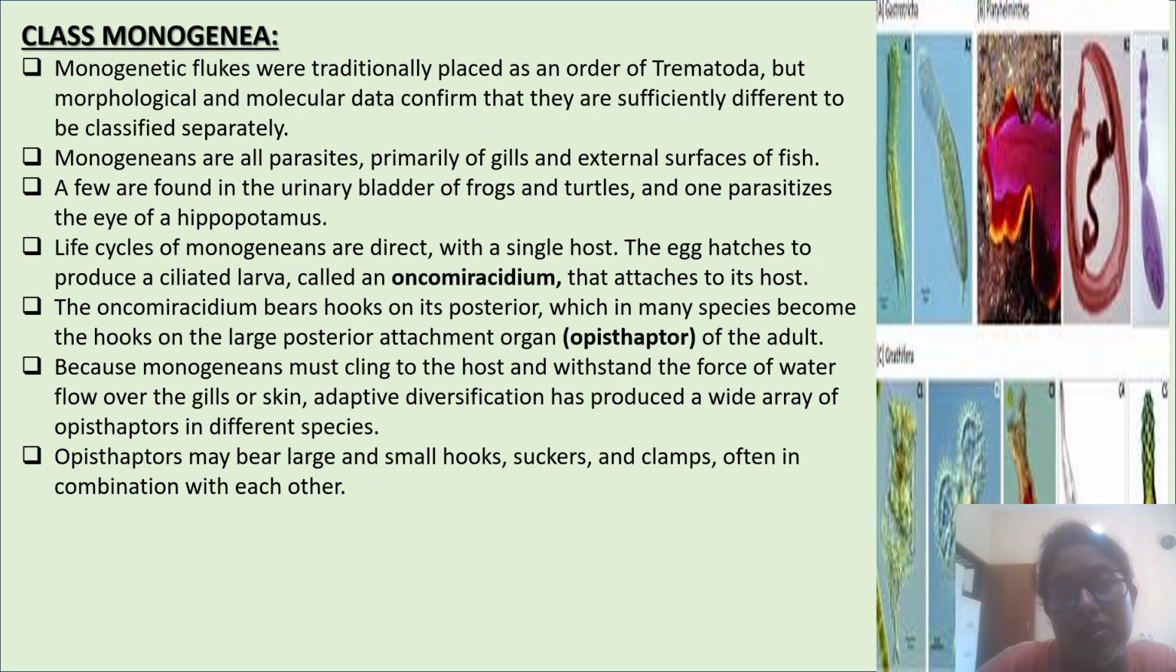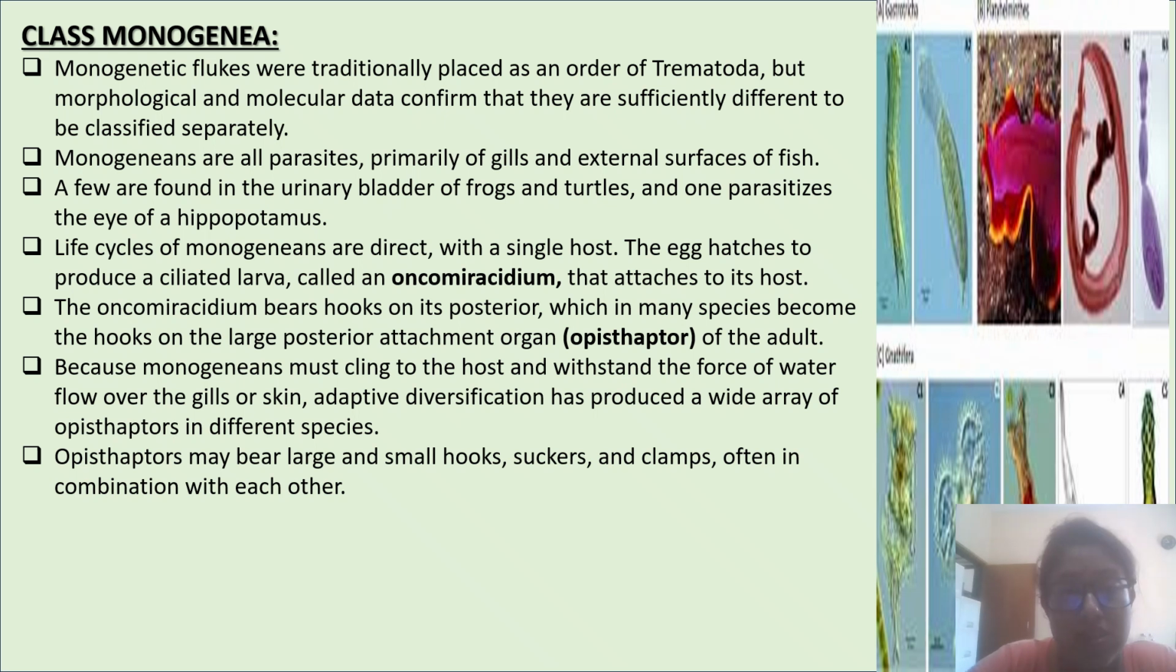Monogeneans are all parasites, primarily of the gills and external surface of fish. A few are found in the urinary bladder of frogs and turtles, and one parasite is found in the eye of the hippopotamus. So these parasites also attack the urinary bladder of the frog and turtle and the eye of the hippopotamus.